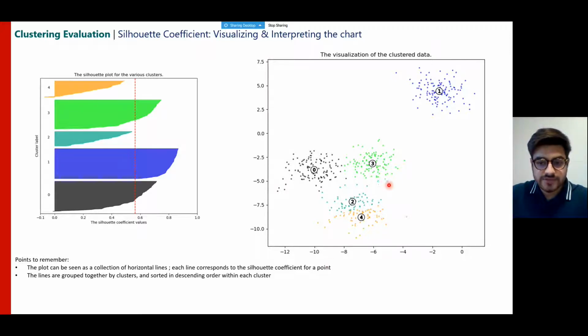So as we see here, clusters 2 and 4 seem to have a lower number of data points compared to the other 3 clusters. That can be corroborated if you look at the graph on the left, and we see that the length of the cluster label 4 here is smaller than the other 3. The cluster labels 4 and 2 have a smaller size compared to the other 3 clusters.